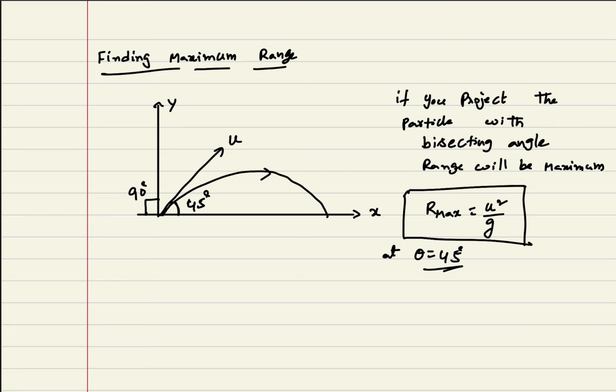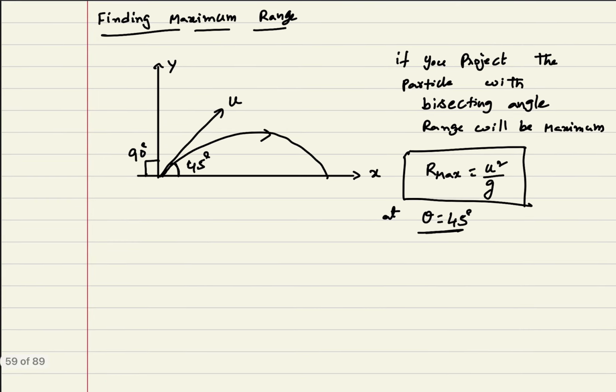If you want, you can check: at theta equal to 45 degrees, the value of 2 theta is how much? 90 degrees. Sin 2 theta is sin 90 degrees, so sin 2 theta is 1 you will get. So at theta equal to 45 degrees, the range is maximum.